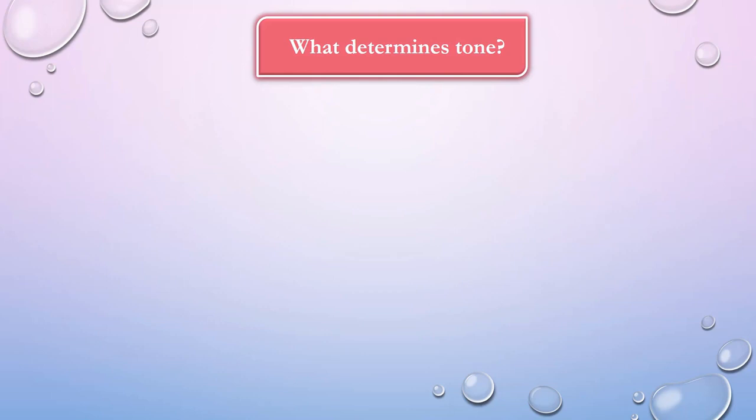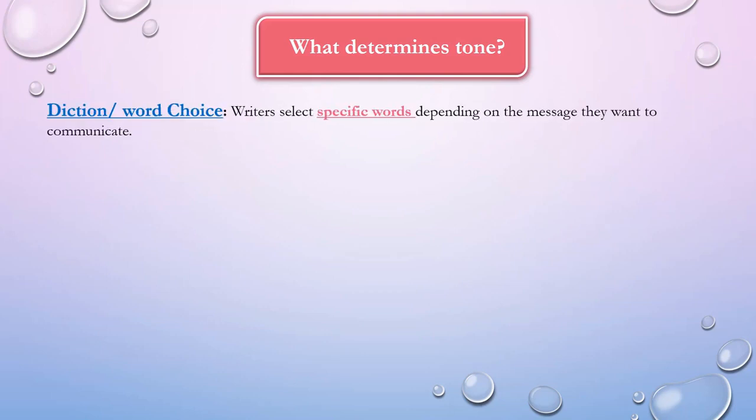Now we are going to move deeper into tone. So, diction or word choice. Writers select specific words depending on the message they want to communicate. So, writers choose the words in order to show their feelings or their opinion about a certain subject or about certain characters. Let's take this example.